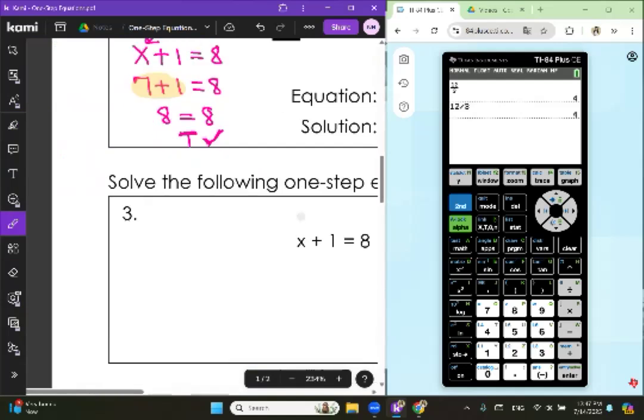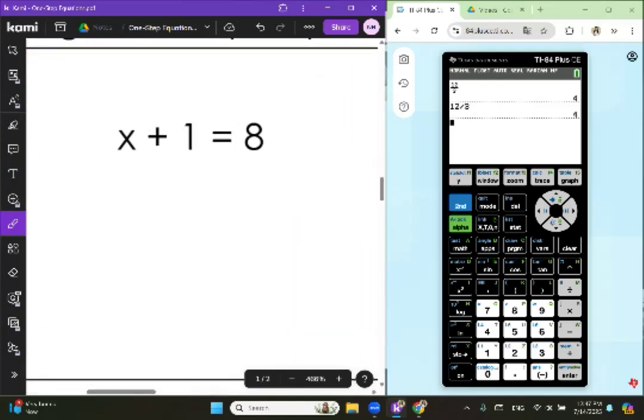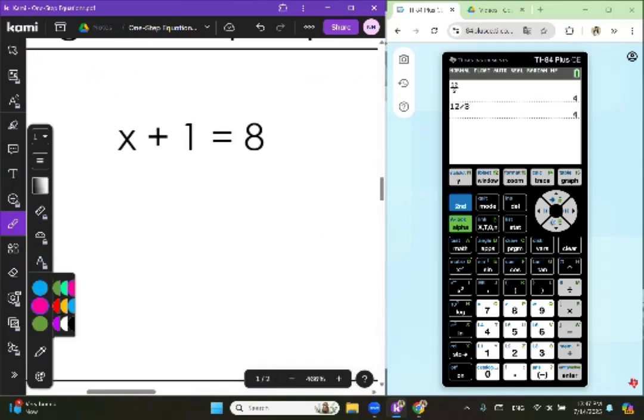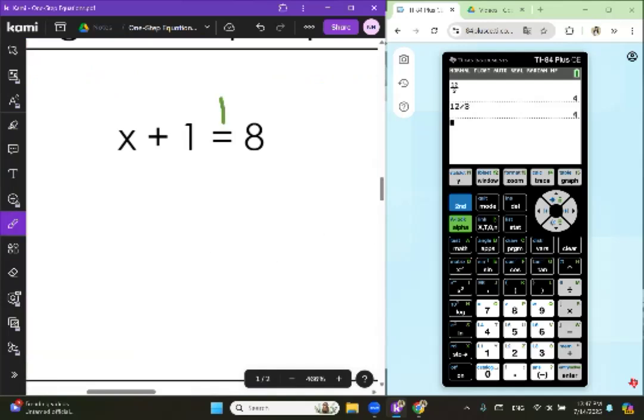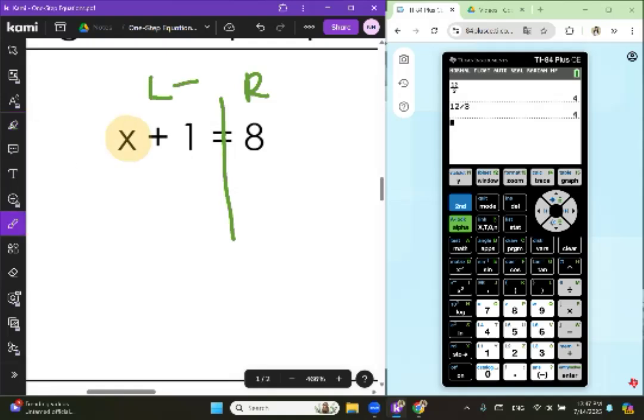Okay. Number 3, without algebra tiles. Let's do it without the training wheels. We don't need them anyway. Here we go. First thing you want to do, draw the line. Label your left and your right side. Find your variable. Our variable is x. x is on the left side, so our numbers must move to the right side. 8 is already on the right side, so I must move the 1 over to the right.